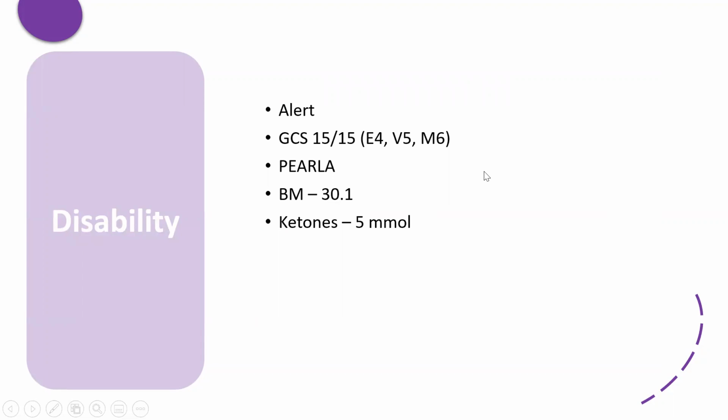Patient is alert, GCS is fine. Pupils are equal and reactive to light and accommodating. Her BM is 30.1 and her ketones are 5 millimoles. Sorry, what sort of abnormalities have you guys identified from this? Yeah, high BM and ketones.